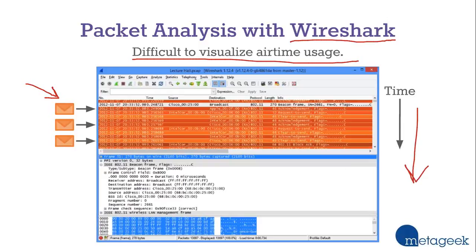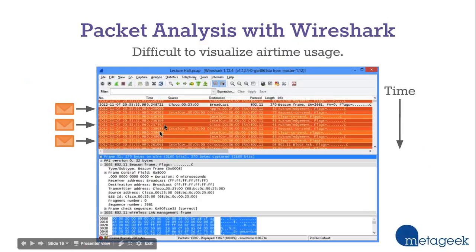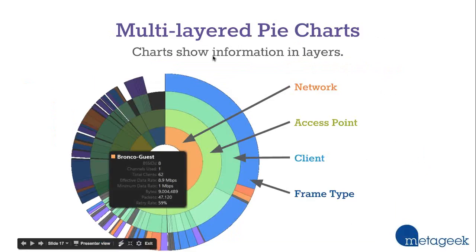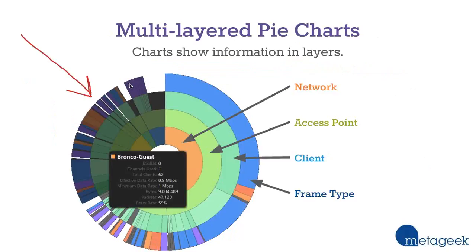And so we came up with a tool to complement Wireshark. We came up with a tool called IPA. IPA stands for I Packet Analysis, and it shows us who talked fast and who talked slow in these multi-layered pie charts.